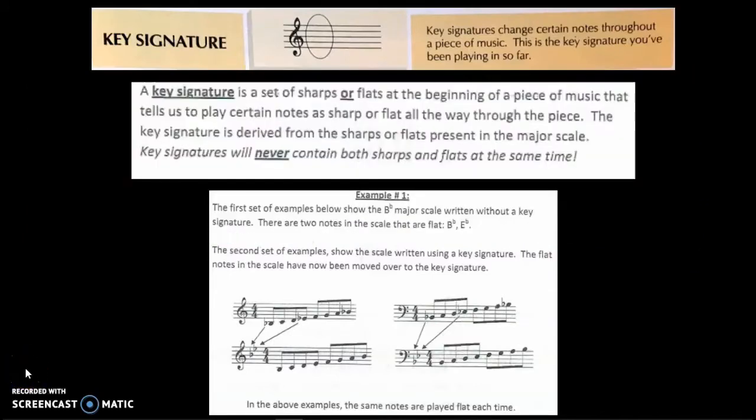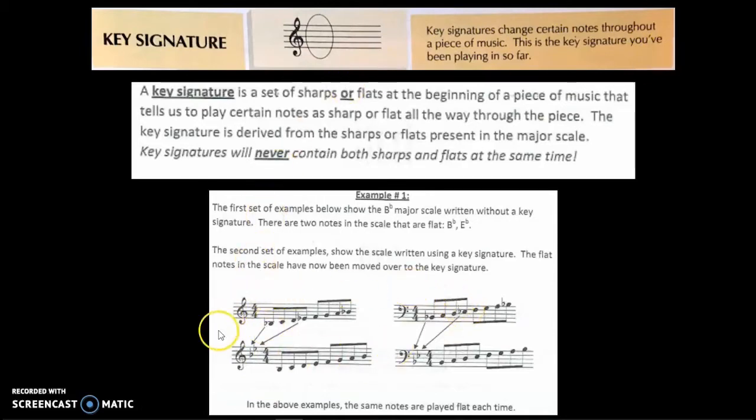Hi, welcome back to our video lecture and rhythm practice. Last time we talked about key signatures. Remember, a key signature shows up after our clef and in between the clef and the time signature. It changes certain notes throughout a piece of music.